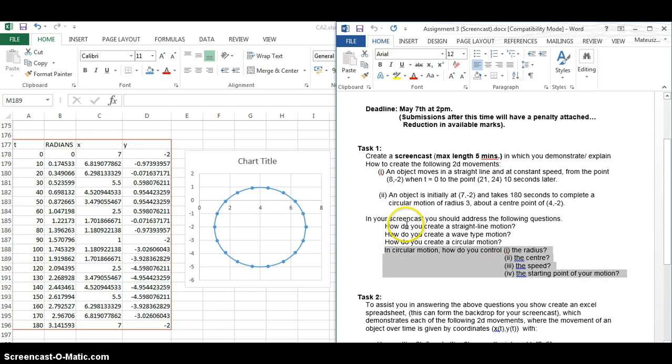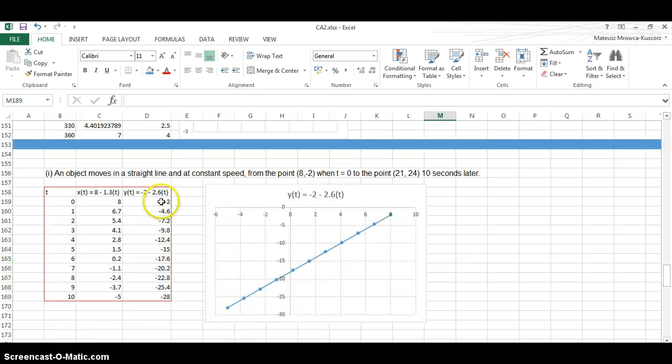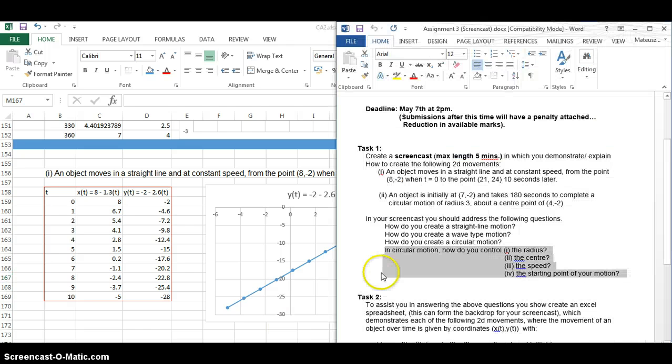To create a straight line motion, you have to have your initial position, and you need to have the speed at which you're going, be it a constant speed or an increasing speed. Also, you need to change the initial position if it is not at 0, like here. So that needs to be taken into account.